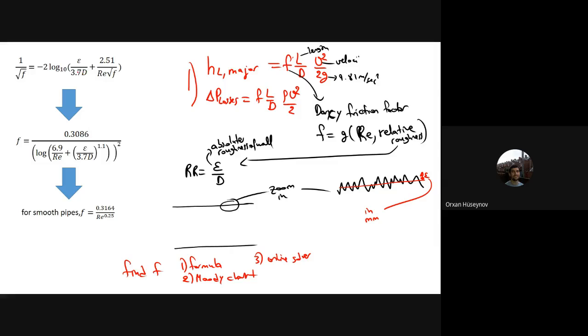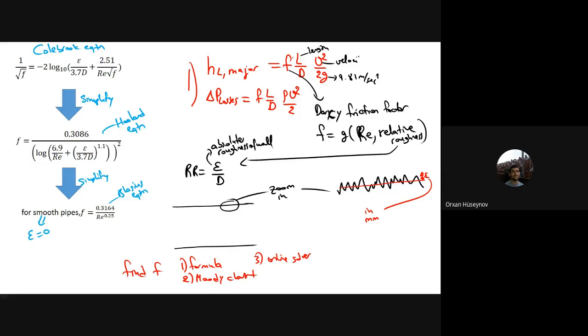Now comes the formula. This is the formula for finding the f, and it is called the Colebrook equation. This Colebrook equation is simplified, and the second equation is called Haaland's equation. Then if it is even more simplified, where you have smooth pipes, smooth means that epsilon is 0, the roughness is 0, and this is called the Blasius equation.